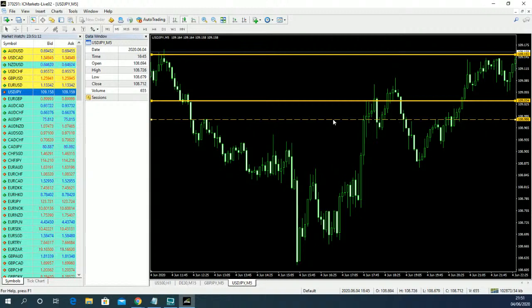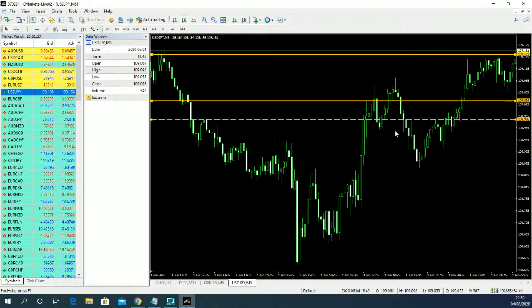Because of that, it gave us another chance, and our short position now is at the close of this candle. Look at that, it stayed at the right spot.